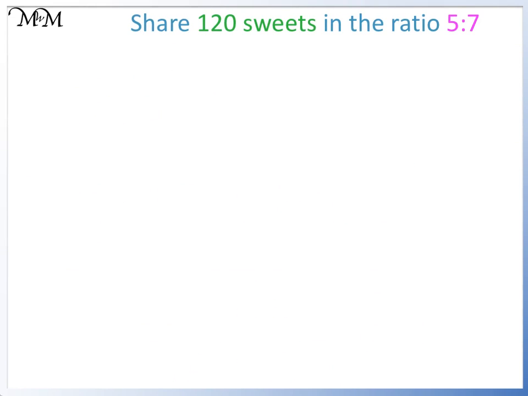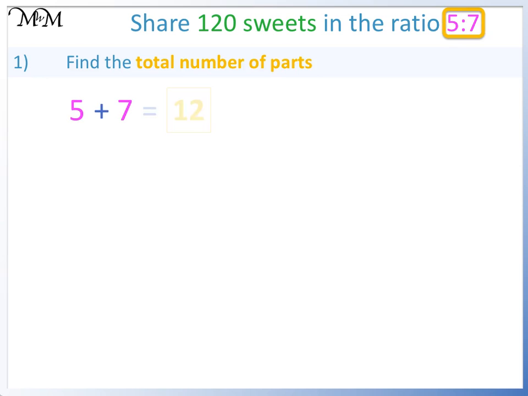Share 120 sweets in the ratio 5 to 7. Step 1. Find the total number of parts. We look at our ratio 5 to 7. 5 plus 7 equals 12. So the total number of parts is 12.